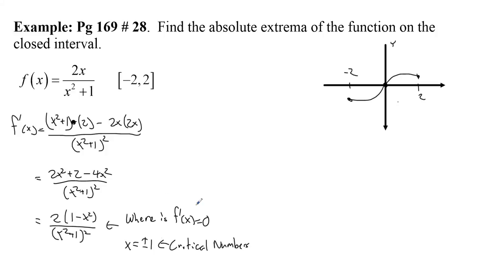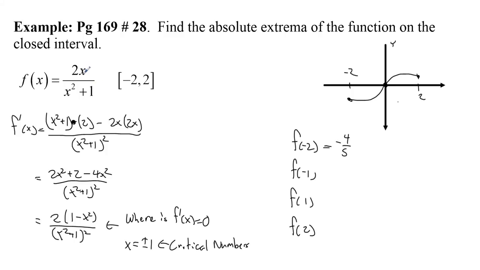Since I'm trying to find points on the curve, I must enter them back into the original function. So I need to find f of negative 2, f of negative 1, f of 1, and f of positive 2: the two critical numbers and the endpoints. When I plug in negative 2, negative 2 times 2 is negative 4. Negative 2 squared is positive 4, plus 1 is 5. This is negative 4 over 5.